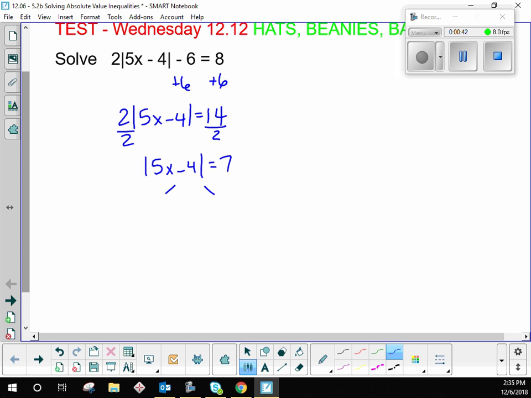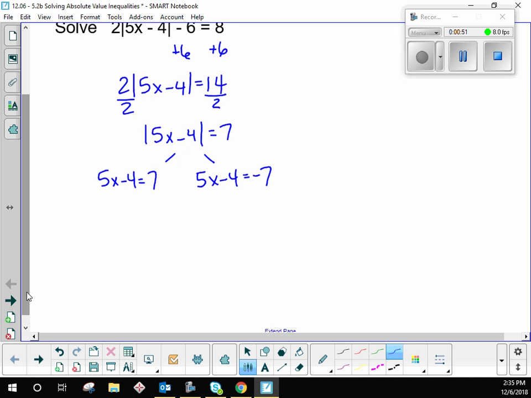Do the 2 equations. A positive version and a minus version. Now we add 4 everywhere, right? Add 4. 5x equals 12. No.